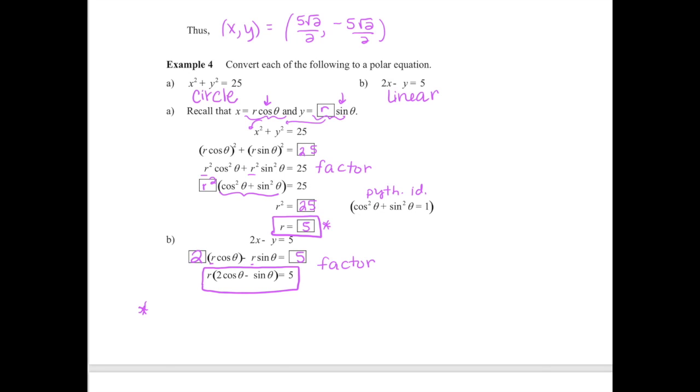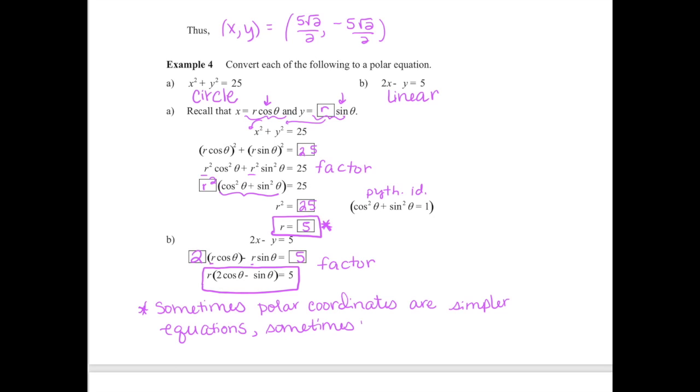But we should note that this clearly looks more complicated than the linear equation that we're more familiar with. So just note that sometimes polar coordinates give simpler equations, as r is equal to 5 instead of x squared plus y squared is 25, but sometimes not. Just as we found with 2x minus y is 5, it looks a little more complicated when I have r times 2 cosine theta minus sine theta equal to 5.